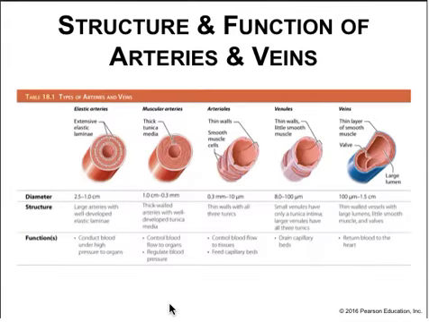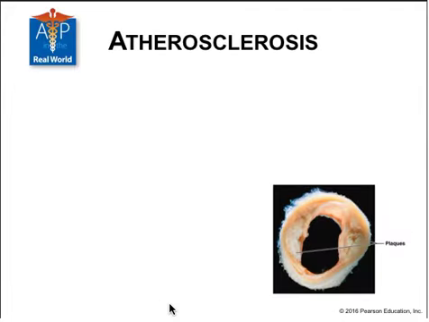is opposed by gravity. And you can see here a chart showing you the different types of arteries and veins, their diameters, their structures, and their functions. This is table 18.1 in your text.